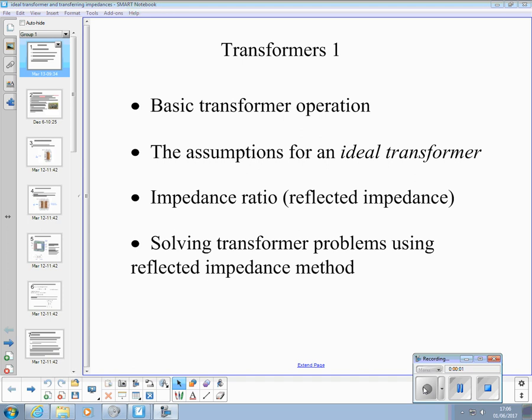Transformers: basic operation, assumptions for an ideal transformer, impedance ratio or reflected impedance, and solving transformer problems using that method. So that is essentially what the first transformer session is about. It uses the concept of an ideal transformer to develop a model for a real one, so you can analyze the losses and find out why you don't quite get out what you think you're going to get out of a transformer. Okay, so that's the idea anyway.